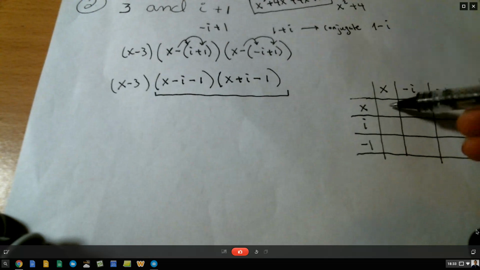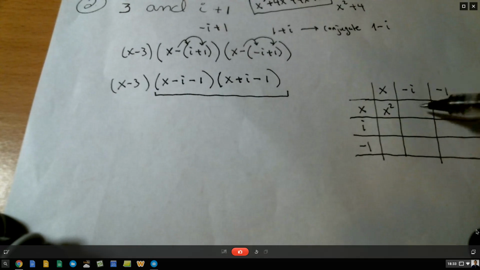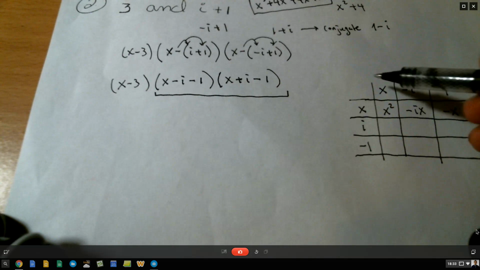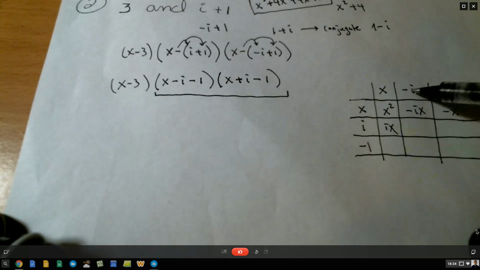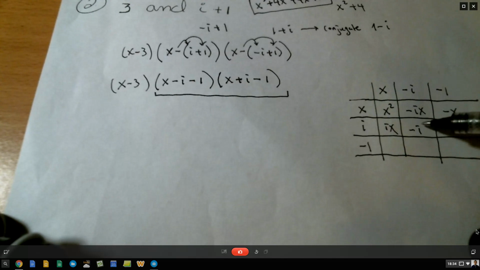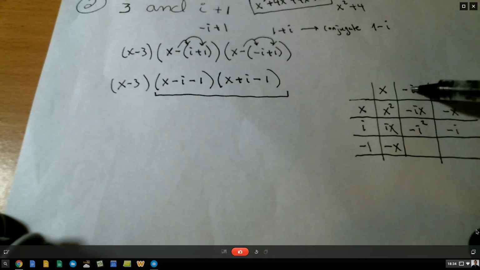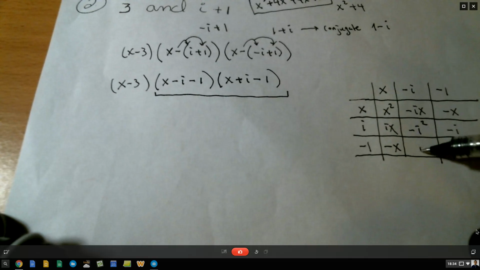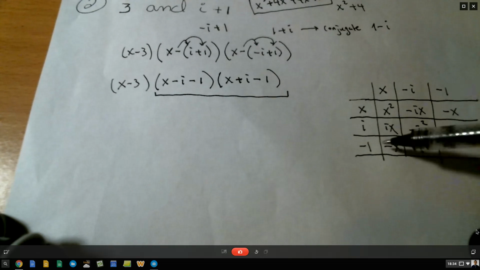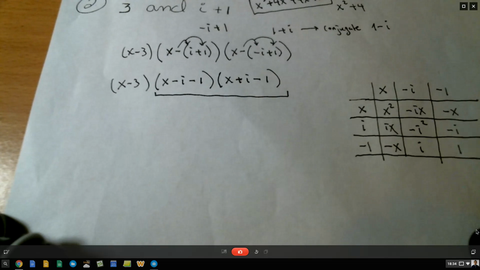x times x, x squared. Negative i times x, negative ix. Negative 1 times x, negative x. x times ix. Negative i times i, negative i squared. Negative 1 times negative i. x times negative 1, negative x. Negative i times negative 1 is just positive i. Negative 1 times negative 1, positive 1. So now we've filled out our boxes.